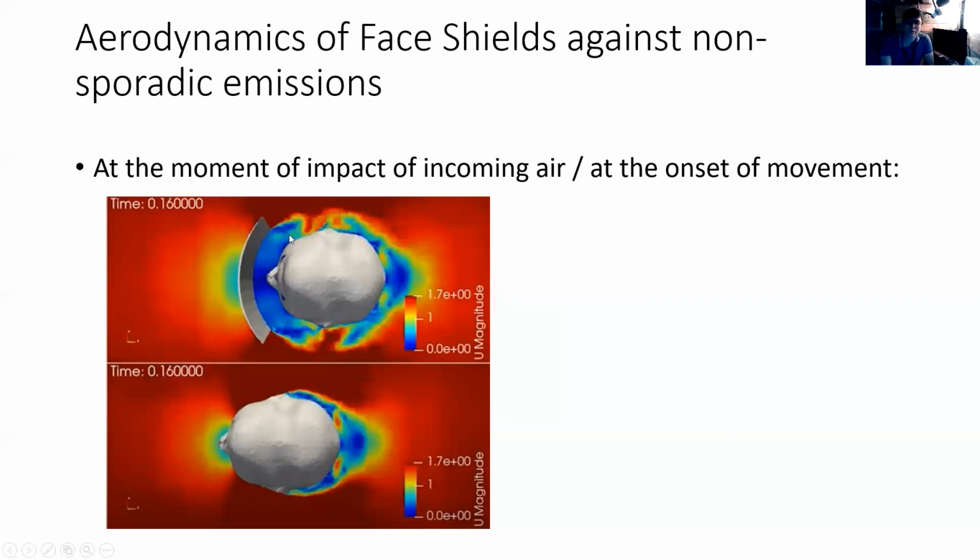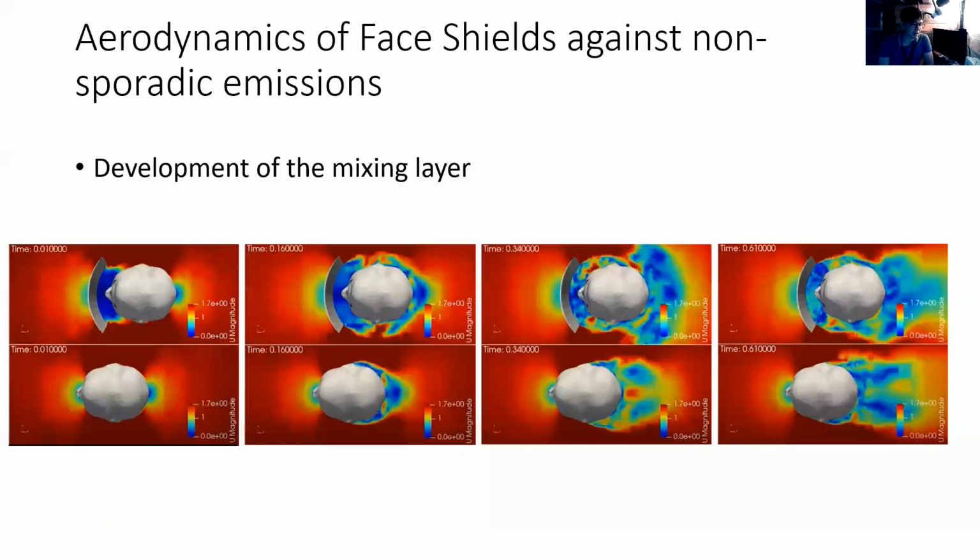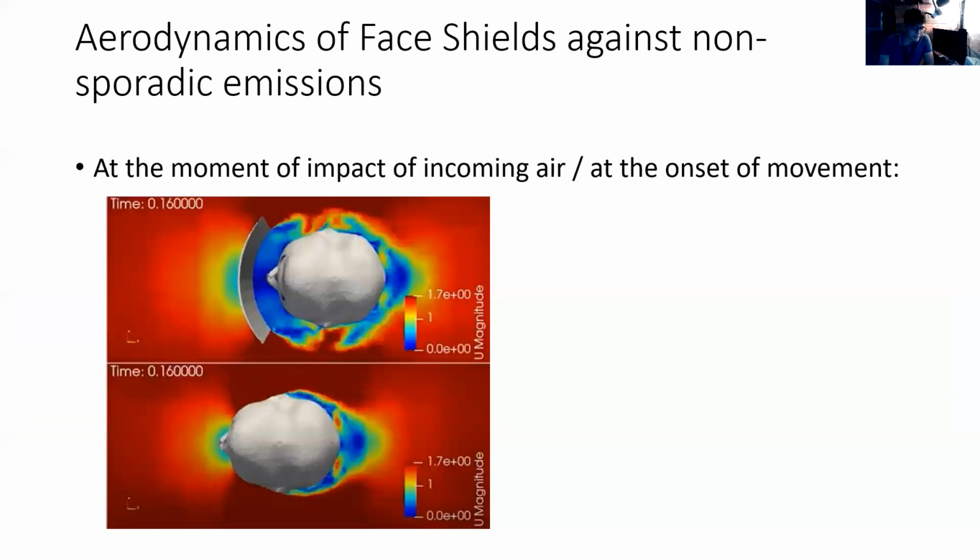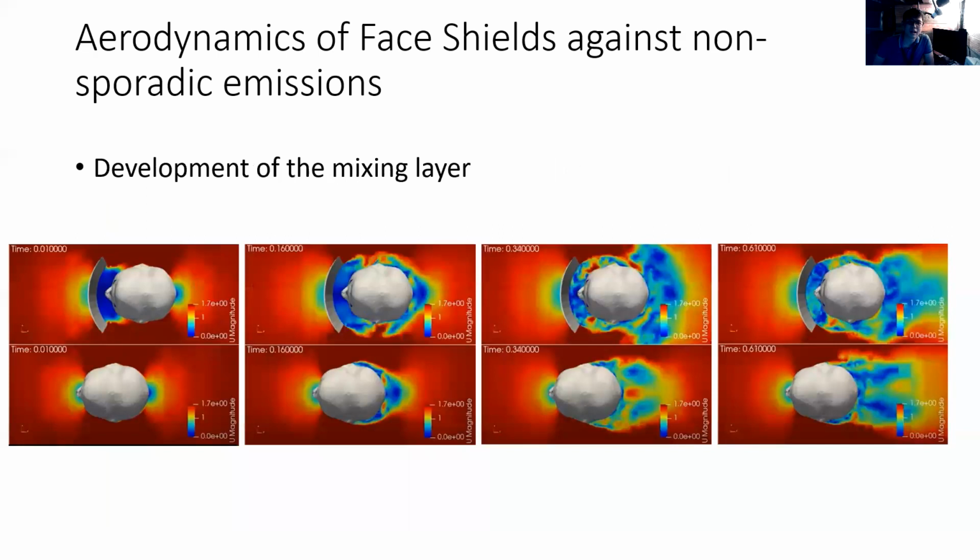So by putting on face shields, you're actually subjecting yourselves to the said negative pressure region. And this is what happens. So apart from the said suction effect, so there's negative pressure within the face shield. There's also this thing called the mixing layer. So the development of that mixing layer. So the flow recirculates, then reattaches itself to the main flow over time. So this is 0.01 seconds, then 0.16 seconds, 0.34 seconds, and 0.61 seconds. And as you can see, there's interaction between the inside and the outside.